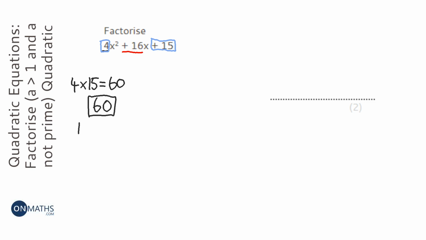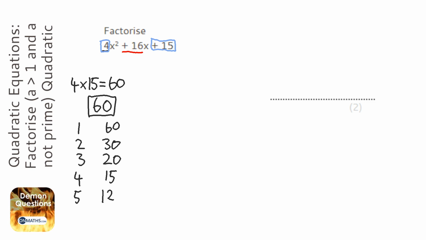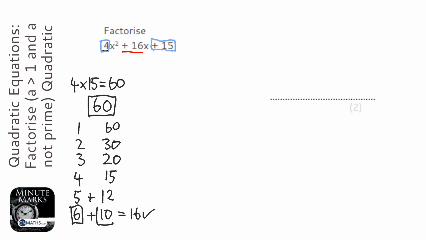So I can try 1 and 60, well that's going to make 61 when you add them together. So 2 and 30, so that's 32, 3 and 20, and we're getting close but we're not quite there yet. So we know it's 4 and 15, so let's try those, they don't work. 5 and 12, 5 plus 12, that is 17, so we're really close. So 6 and 10, that makes 16. So we know that we're looking for 6 and 10.